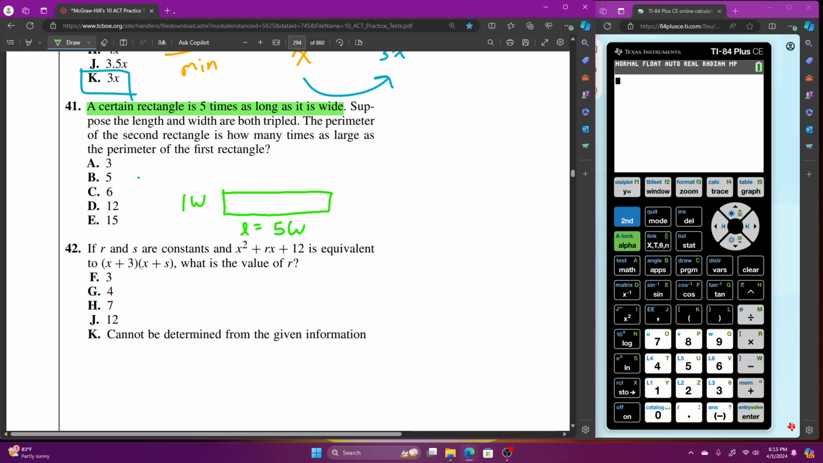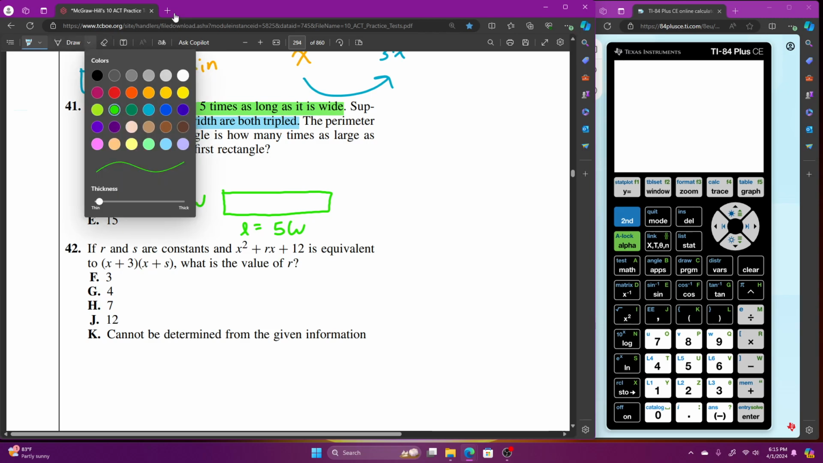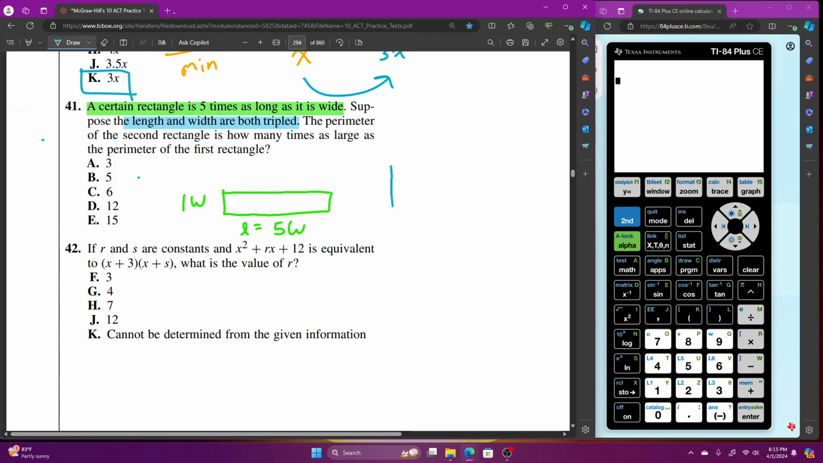Suppose the length and width are both tripled. The perimeter of the second rectangle is how many times as large as the perimeter of the first rectangle? On the second rectangle, the length and width are both tripled. So now its width is 3W, and its length, 5W times 3, is 15W.